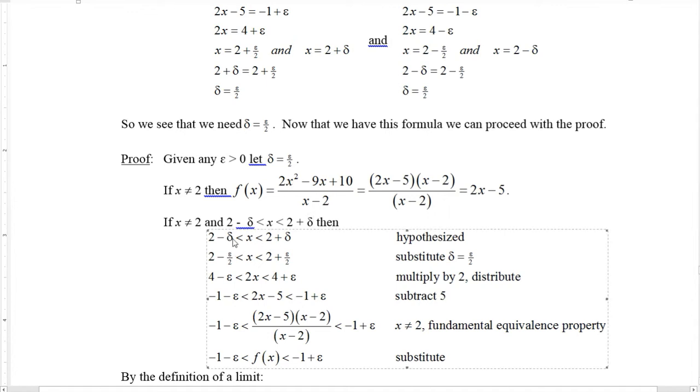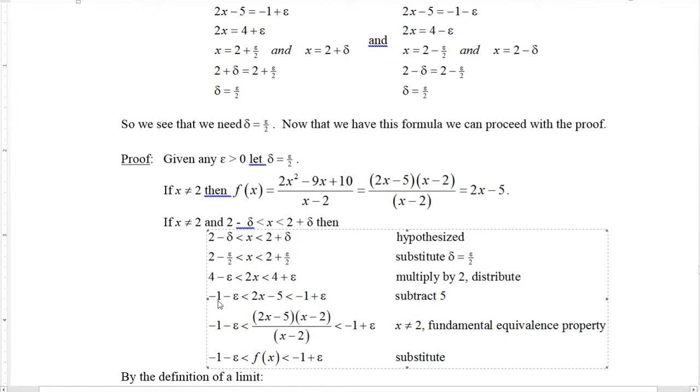So here's what we start with. First of all, just replace delta by epsilon over 2. Now start turning the middle into the function 2x minus 5 by multiplying by 2. So the middle becomes 2x. And over here we distribute the 2. 2 times 2 is 4. 2 times this cancels the 2 in the denominator. This leaves minus epsilon. And then similarly we get 4 plus epsilon here. Now subtract 5 from the middle. Means we have to subtract 5 from the other parts. 4 minus 5 is negative 1.